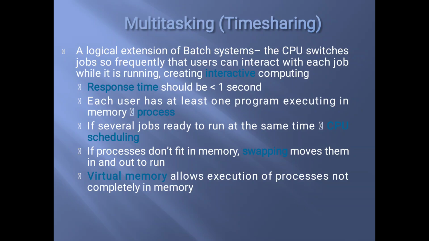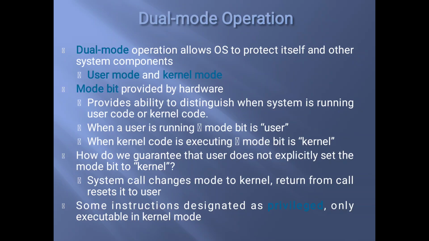If several jobs are ready to run at the same time, CPU scheduling is performed. If the processes don't fit in memory, swapping moves them in and out to run. Virtual memory allows execution of processes not completely in memory. The next one is dual mode operation.